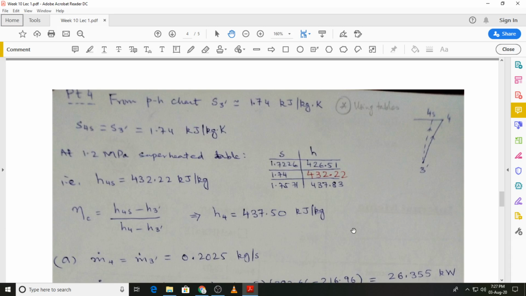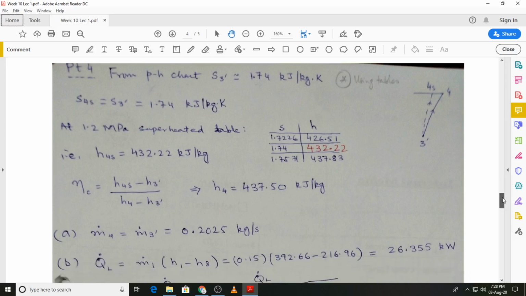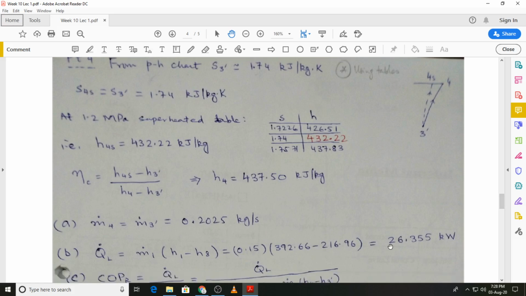So the mass flow rate, we were asked to find out the mass flow rate compressed by the high stage compressor, which is the same as m dot 3 prime, which is the sum of the two mass flow rates, m dot 2 and m dot 3. So that is 0.2025 kilograms per second. In part B, we need to find out the rate of heat removal from the refrigerated space, and that is the heat removed by the evaporator. So across the evaporator, the enthalpy difference is H1 minus H8, and the mass flow rate that goes into the evaporator is m dot 1. Substitute the values, and the rate of heat removal comes out to be 26.355 kilowatts.